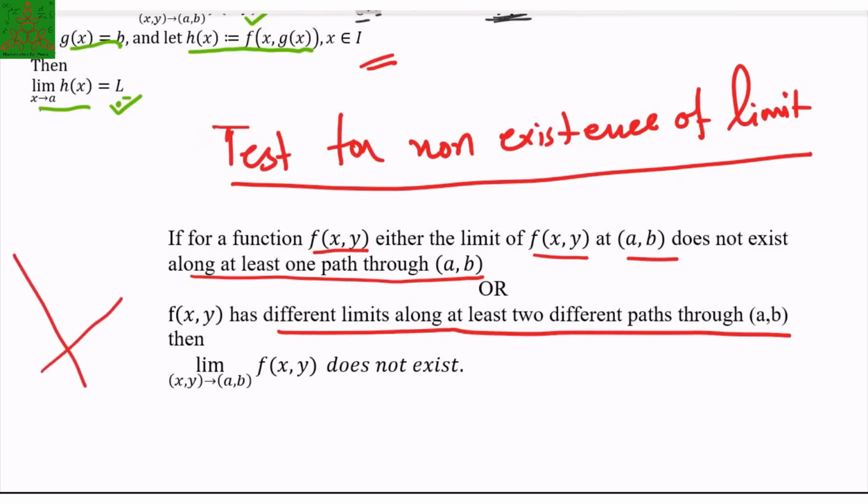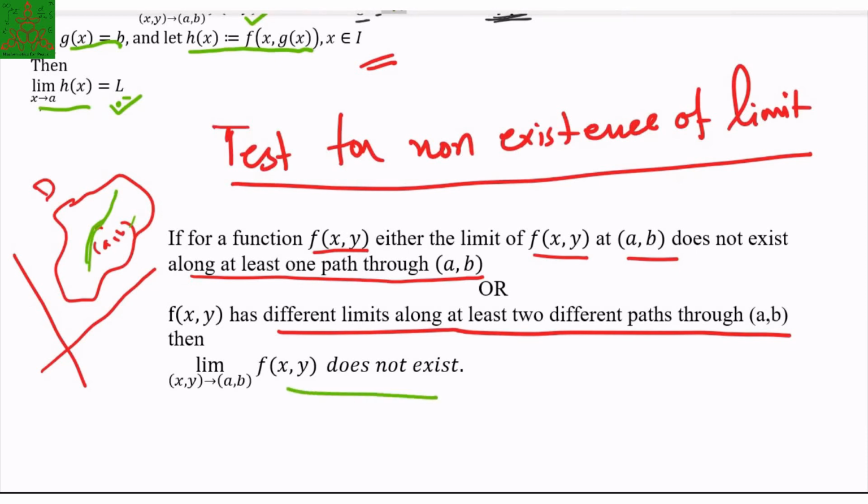That means if you have this domain D and there is a point AB, and you have any path passing through this point, if the first statement says the limit along this path does not exist, then the limit does not exist. Or if you have two different paths passing through this point, and these two different paths have different answers, then also you can say that the limit does not exist. So this theorem is very important to check the non-existence of a limit.